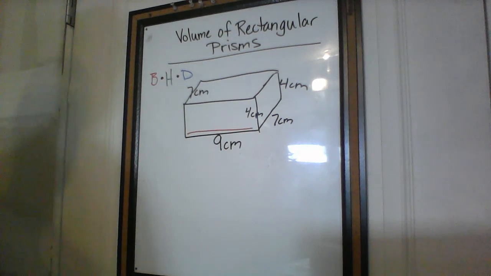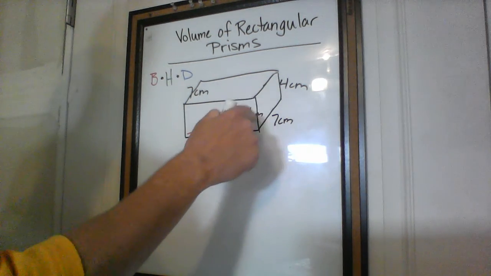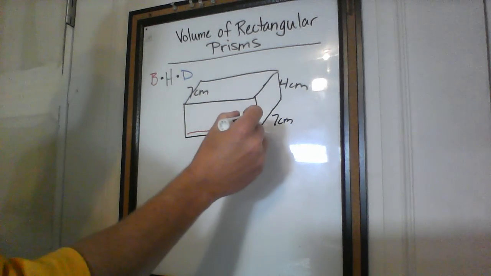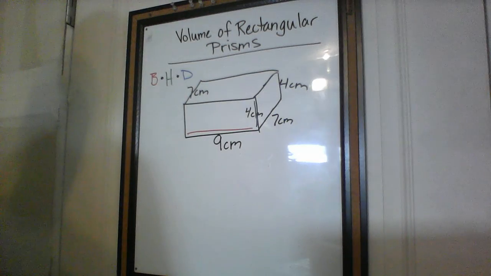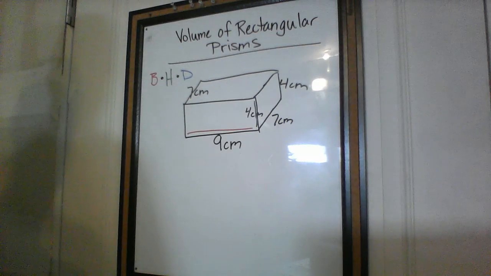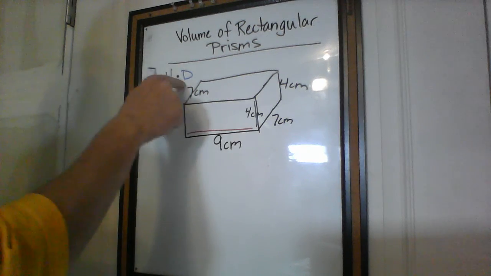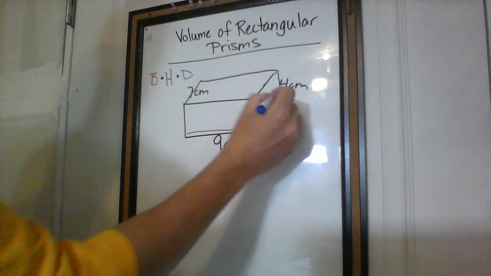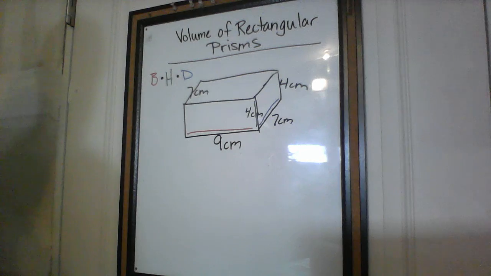Our height, we have 2 heights. These are the same, right? The height's not going to change. So our height is going right there, or there, or it's there. Either way, it's going to be 4 centimeters. Those are all going to be the same. And then we're taking the depth. We're going to see how far that goes back. And that goes back 7 centimeters.